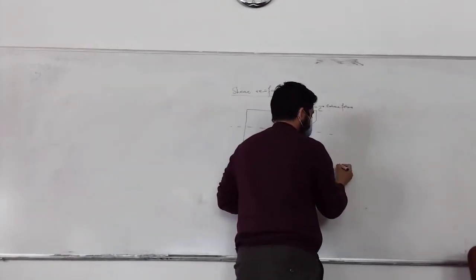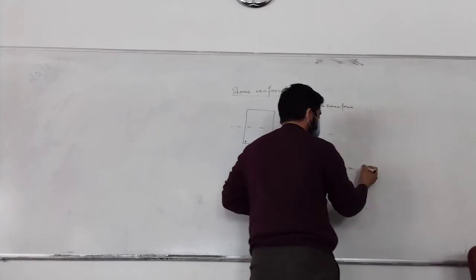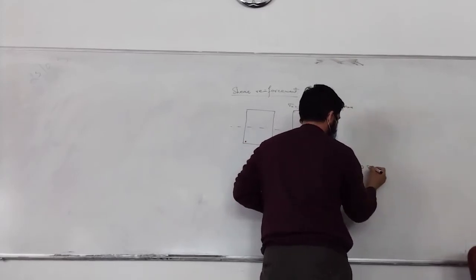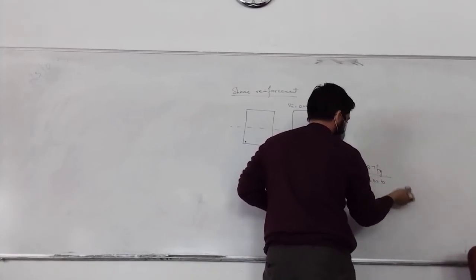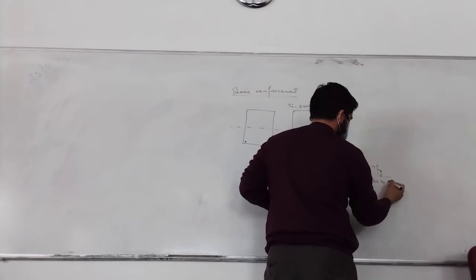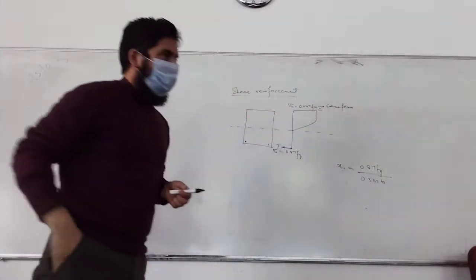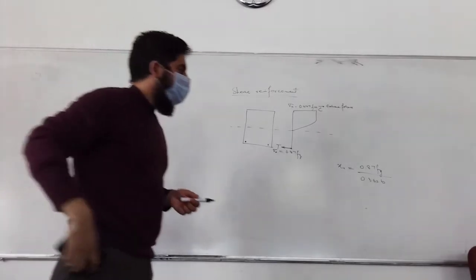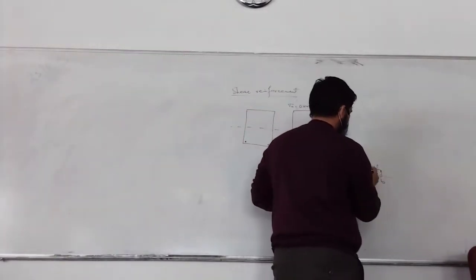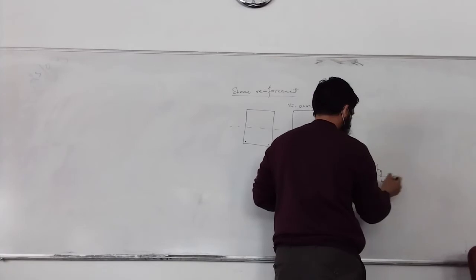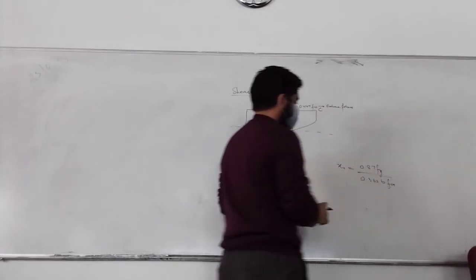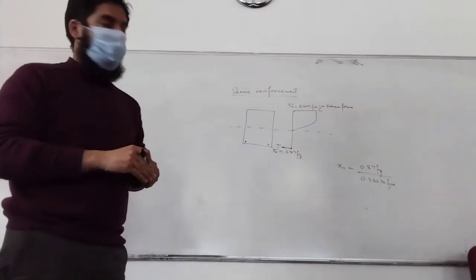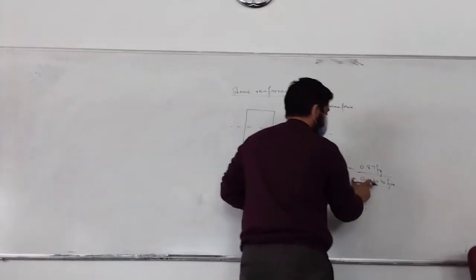Then, if you remember, we got an equation which was 0.87 fy, 0.362 b, am I writing it right? Yes. 0.87 fy by 0.362 b into 0.447. Okay, 0.447.